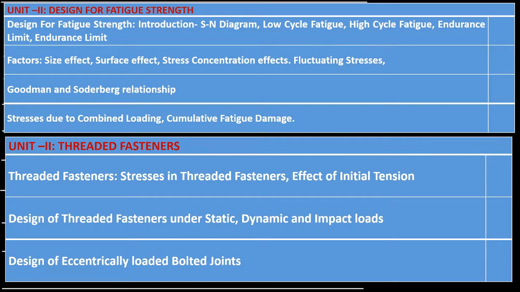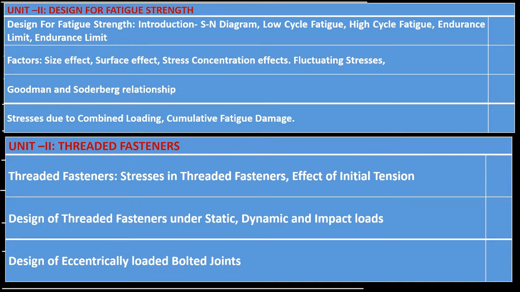Unit 2, it has two chapters. One is design for fatigue strength. It includes introduction, what is an SN diagram, what is low cycle fatigue, high cycle fatigue, what do you mean by endurance limit, and factors which are going to affect the endurance limit. Okay, that is size effects, surface effects, stress concentration effects, as well as need to study the fluctuating stresses.